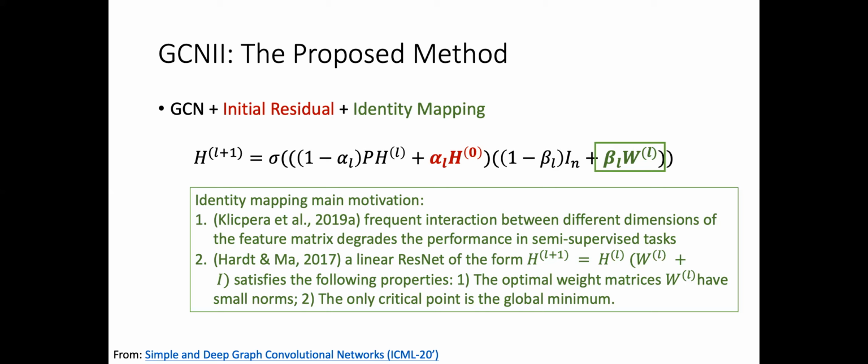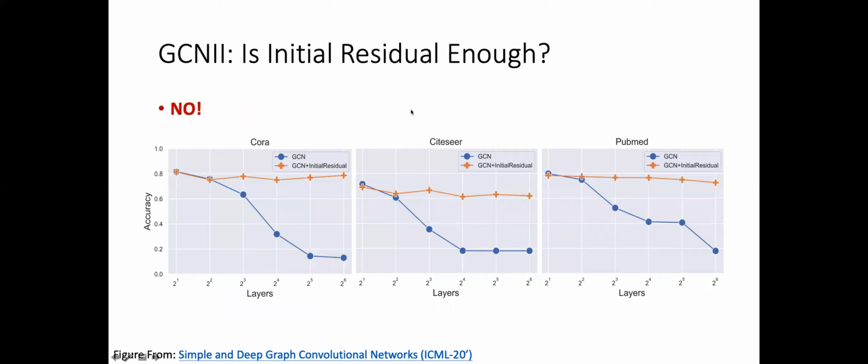Now let's see the importance of each of these two components. First, is the initial residual enough? In these figures, we only consider adding the initial residual, but we do not add any identity mapping. We can see that with the initial residual, when the network goes deep on all of these three data sets, the performance drop is clearly alleviated. But the performance still goes down a little bit, which means it's not good enough. So the initial residual alone is not enough for us.